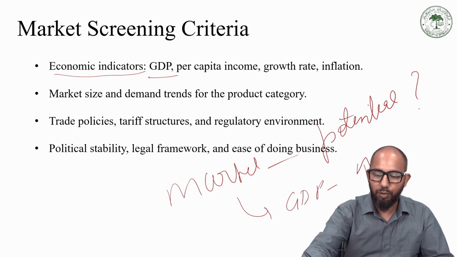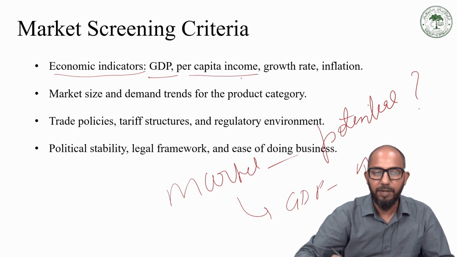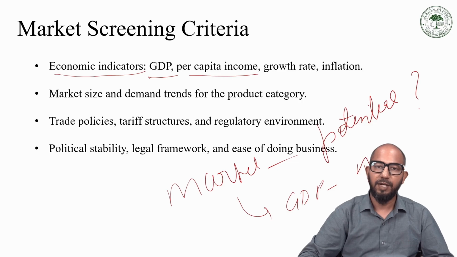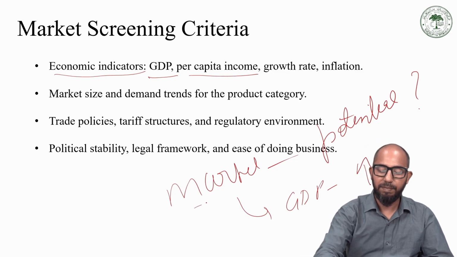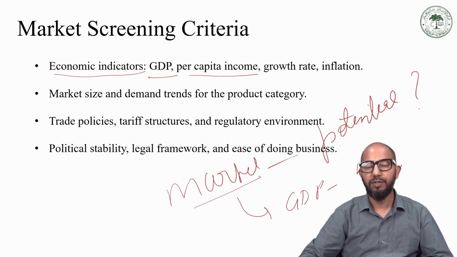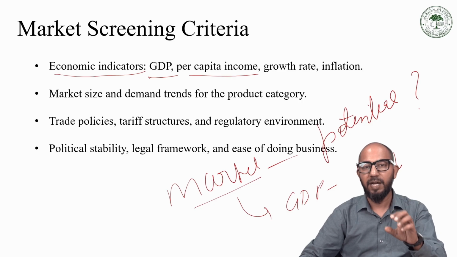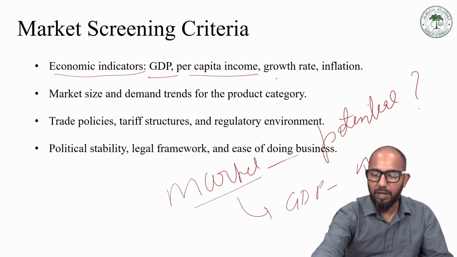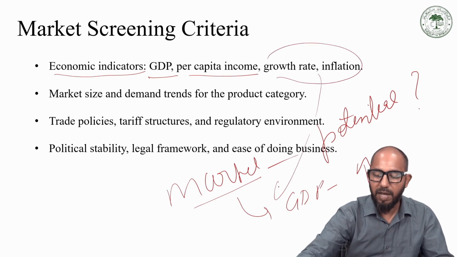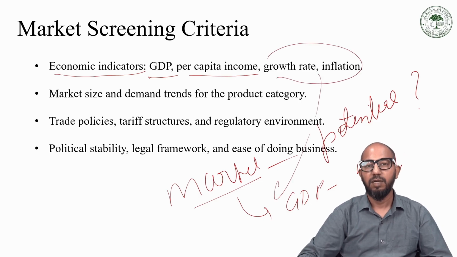Similarly, another macroeconomic indicator is per capita income. Per capita income indicates that the consumers of the economy have good disposable income, thus indicating that if companies enter this new market, they can supply high priced or premium commodities to the consumer. Similarly, growth rate and inflation are other macroeconomic factors and they are also very important and interesting.